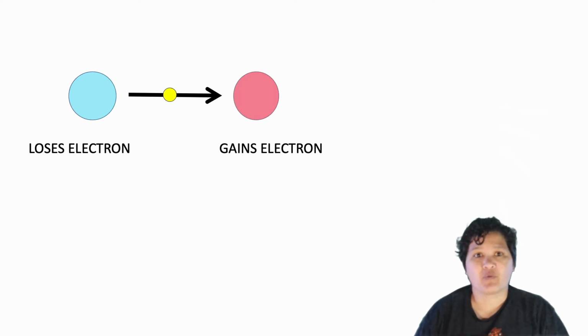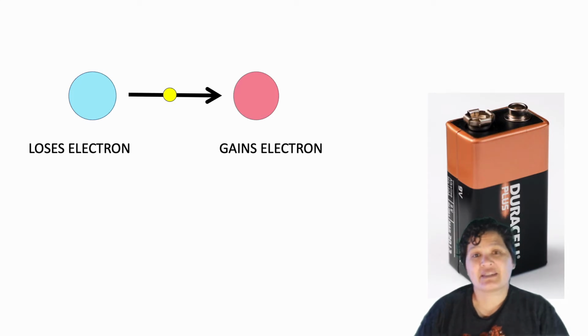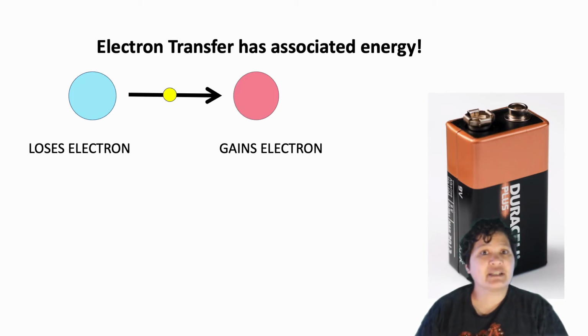So if you remember, a redox reaction is a two-part reaction in which one substance loses an electron and the other substance gains that electron. When people talk about redox reactions and electrochemistry, they often talk about batteries. That's not too surprising because every electron transfer has an associated energy.